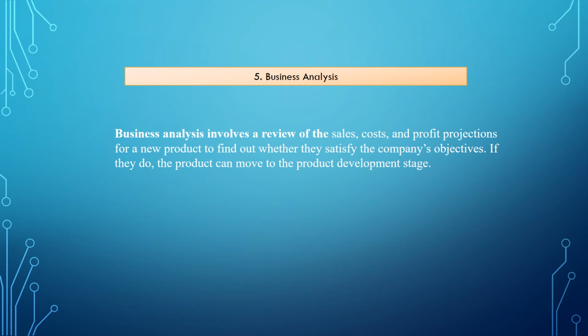Now it is time for business analysis. The fifth stage is business analysis. Business analysis is a little bit different here. When we're talking about business analysis, it's the profit and loss analysis. Business analysis involves a review of the sales, cost, and profit projections for a new product to find out whether they satisfy the company's objectives. If they do, the product can move to the product development stage.